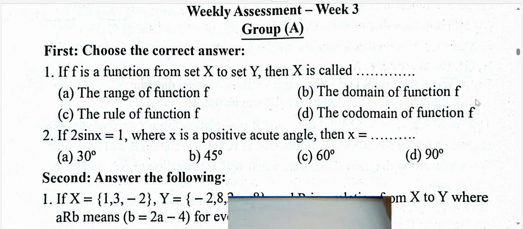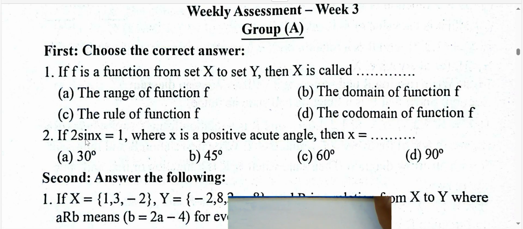If f is a function from X to Y, X we call what? X we call the domain of the function f. And Y we call the opposite domain or codomain of the function. And the image we call the range. The answer here will be letter B. Then X we call the domain of the function f.